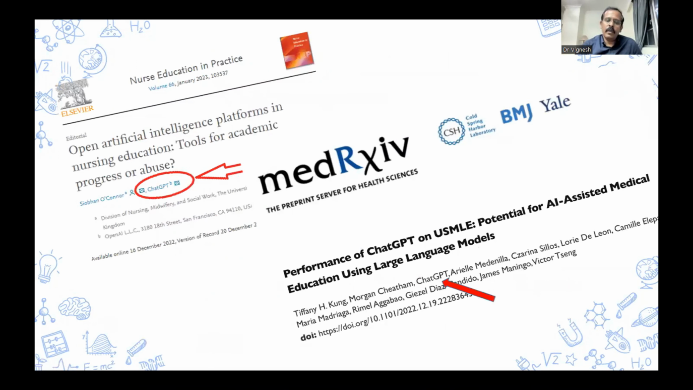ChatGPT was launched at the end of November. By January, there were several publications that had ChatGPT as one of the authors. It was the trend at that time, because most of the content was generated by ChatGPT, and these authors felt obliged to include ChatGPT as one of the co-authors.